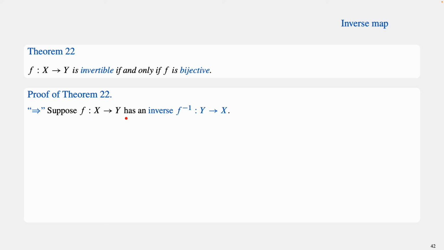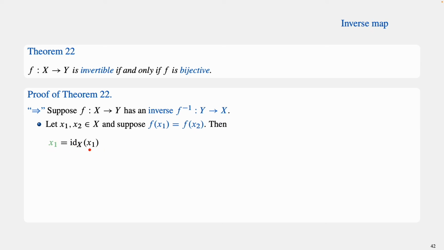Suppose f from X to Y has an inverse, f^-1 from Y to X. I need to show that f is bijective, so I need to show it's injective and it's surjective. So first I want to show it's injective. And to do this, I take two elements, x1, x2, from our input set X, and I suppose they map to the same value, f of x1 equal f of x2. What I want to show is that then x1 already has to be identical to x2. This would mean that f is injective, and that's my goal to show right now.